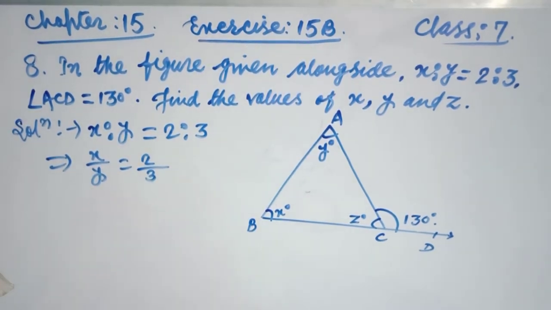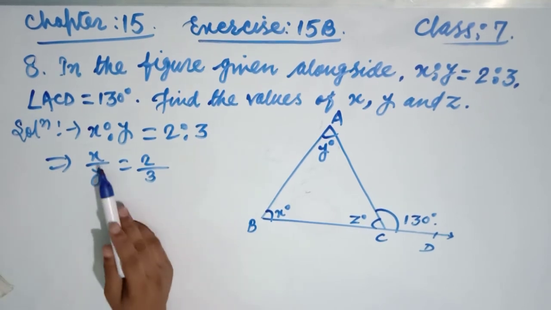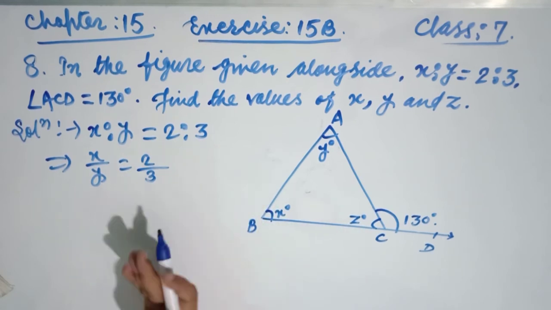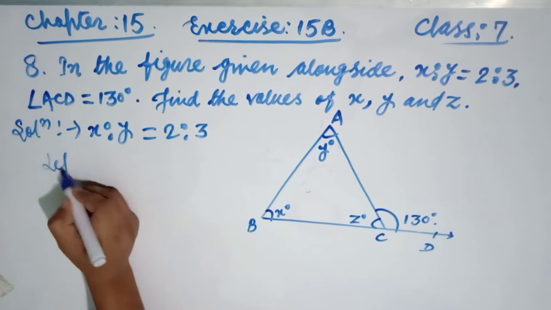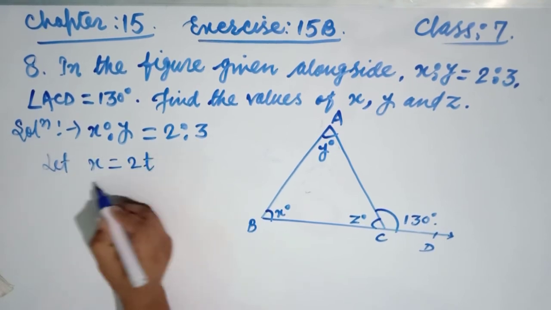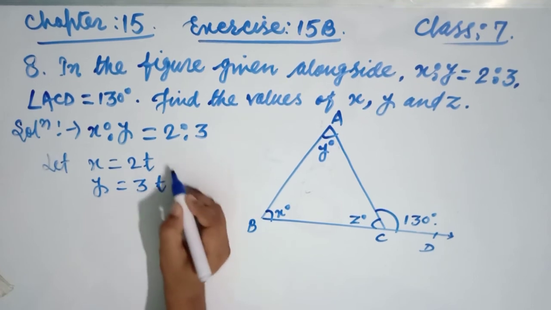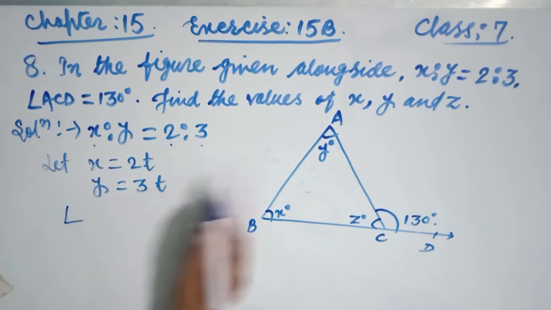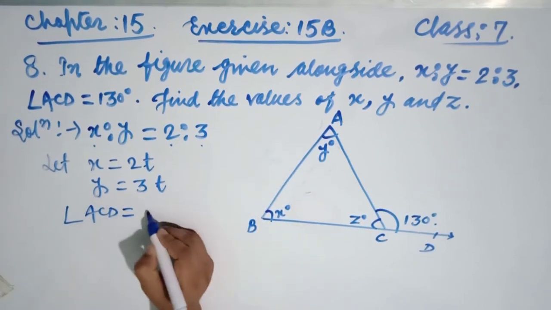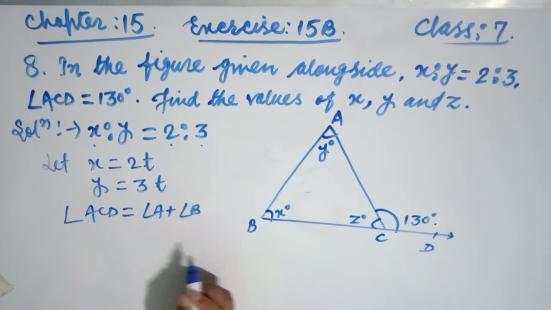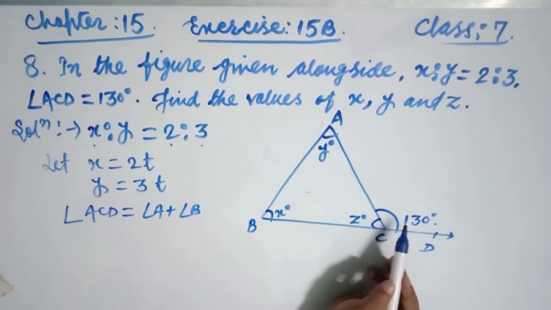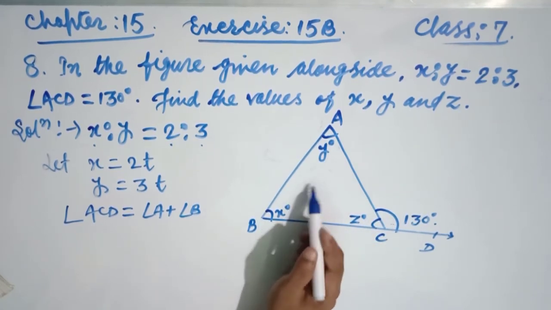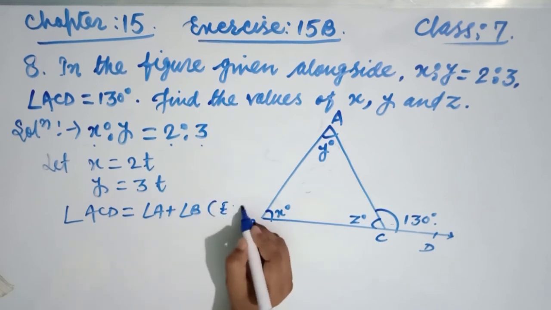Now see, friends, this is the first method, that we find the value of x and then apply the exterior angle property. Or another way: let x be equal to 2t and y be equal to 3t. The first value is for x and the second one is for y. Now, angle ACD is equal to angle A plus angle B. Reason: ACD is the exterior angle of triangle ABC, so angle ACD is equal to the sum of the two opposite interior angles A and B. This is the exterior angle property.